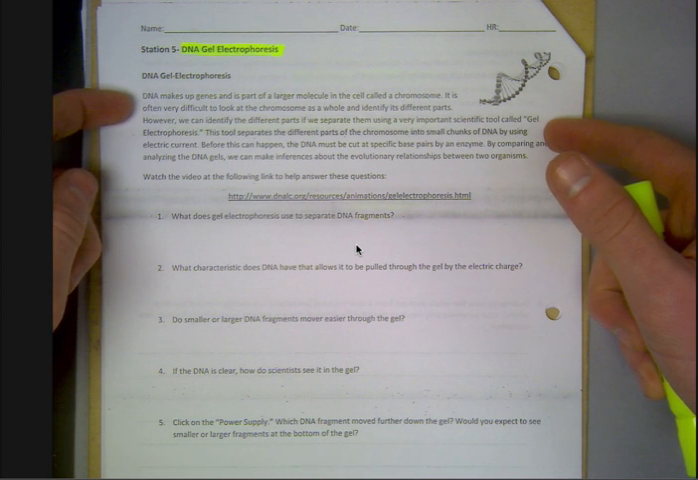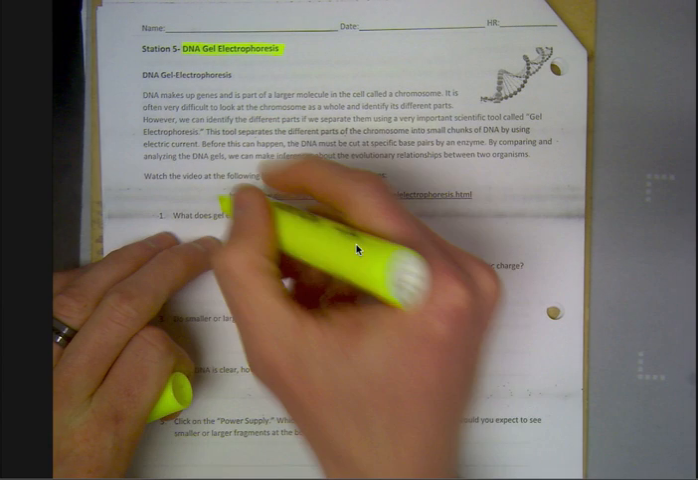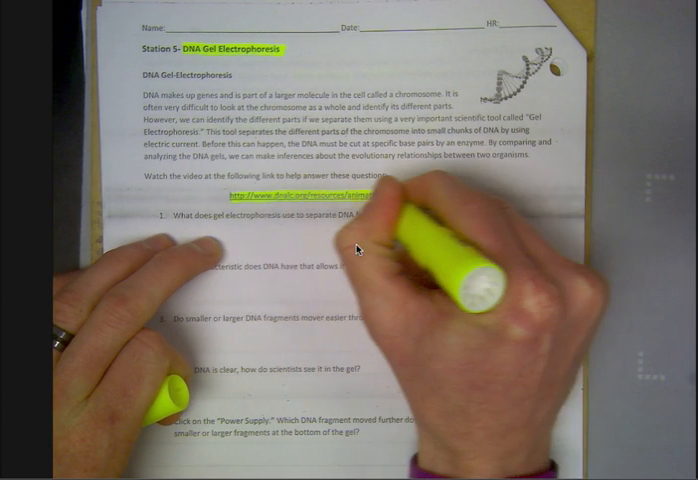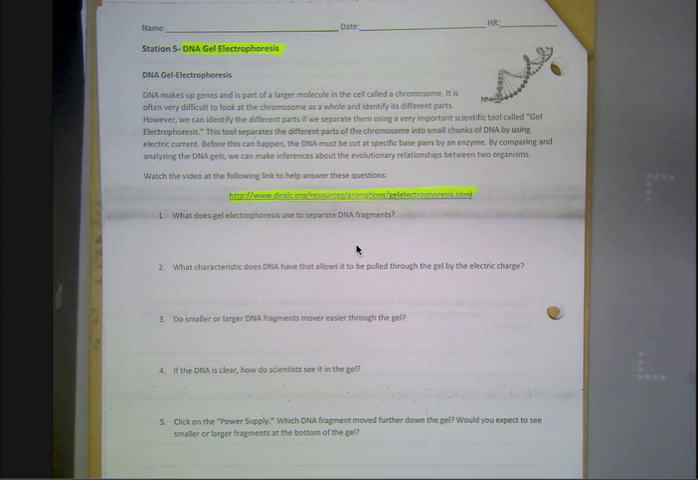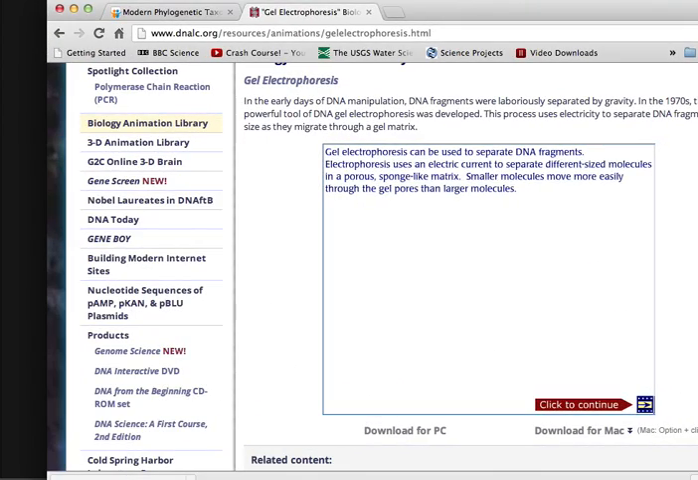Don't skip through it. The next thing you're going to do is go ahead and go to this URL. It should be open at the laptop that's at your lab station already. But if it's not, go ahead and enter that URL in there, and you should pull up this screen right here. What this is going to do is walk you through the different steps of gel electrophoresis, and it is going to tell you the importance of each of those steps.